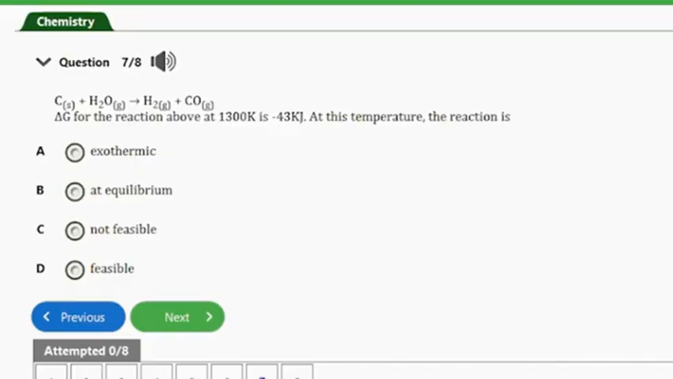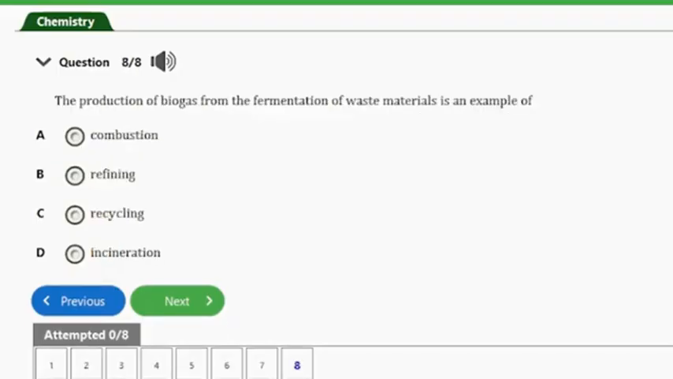Actually, the reaction is spontaneous. So the reaction is an exothermic reaction, and it's also feasible. So the option that actually gives a better answer to this question is option D, and that's feasible. And this is because it's already indicated here that the delta G for the reaction is negative. So if the Gibbs free energy is negative, it shows that the reaction will occur spontaneously, and hence it's feasible. So that's the answer to this question, and we're going to consider the last question here.